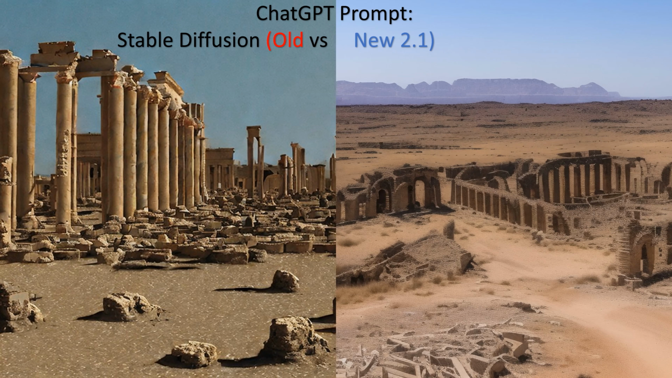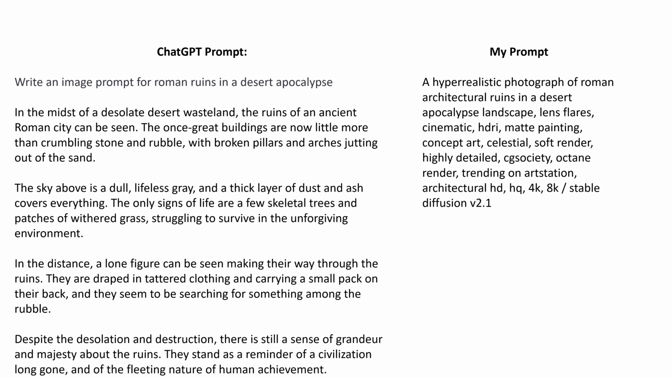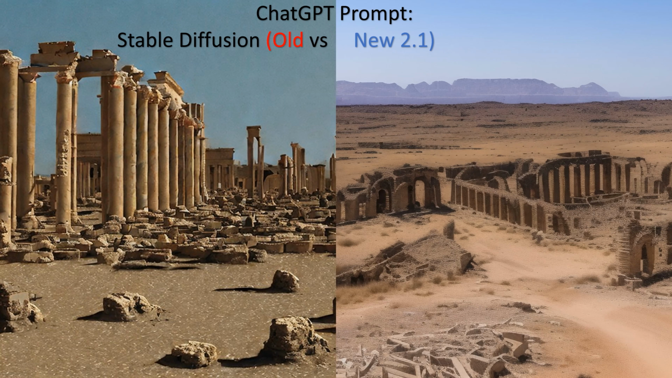And yes, you can still see the improvement between the older version of Stable Diffusion and the newer version. But I think neither image, even the one on the right, is quite as good. I mean, you can let me know in the comments, but I don't think ChatGPT revolutionized my ability to use Stable Diffusion. I mean, let's go back to the prompt. It had far more descriptive elements about skeletal trees, a lone figure making their way through the ruins in paragraph 3. Can you see that on either image?